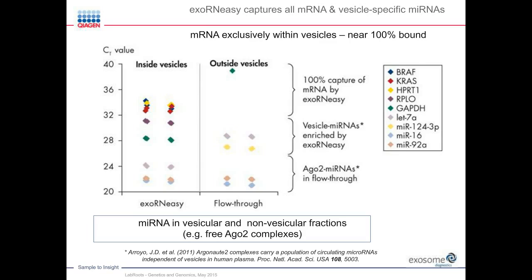And what it also shows is that the vesicles are retained very efficiently on the membrane, because if we would bind only 80% or something like that, then we would still see stuff in the flow-through at only about 3 cycles difference. But as you can see, the difference is much larger for the messenger RNAs. So we have a really good binding efficiency on the membrane.